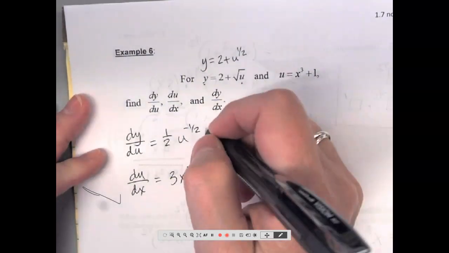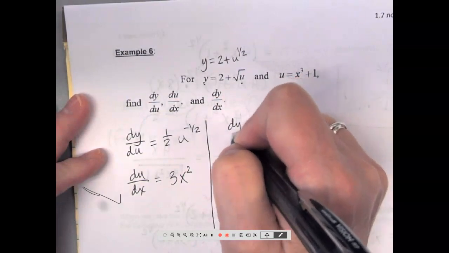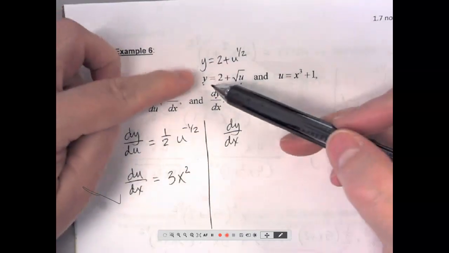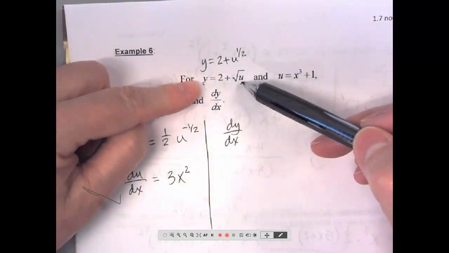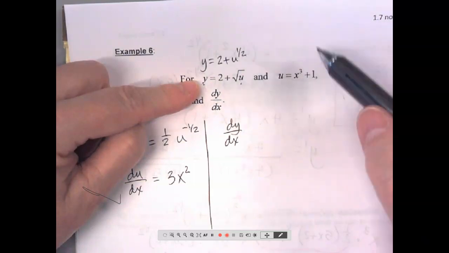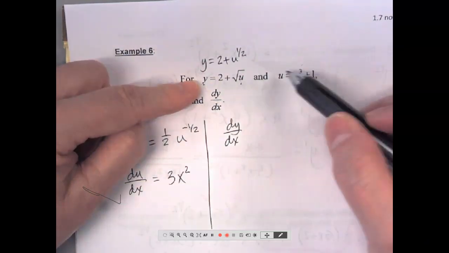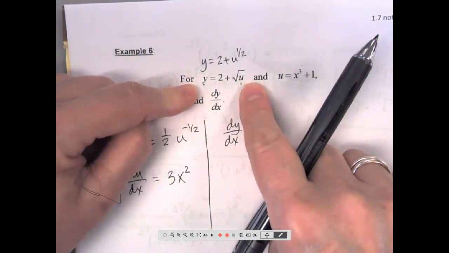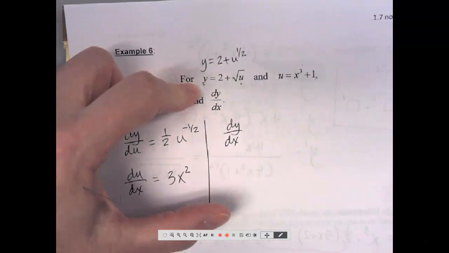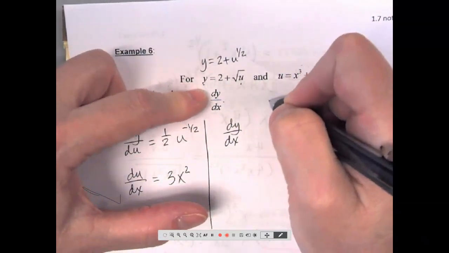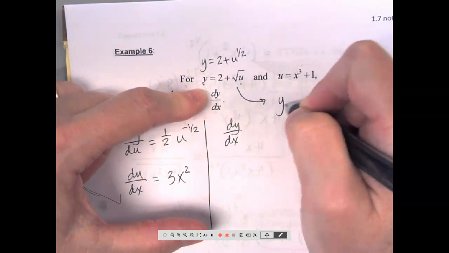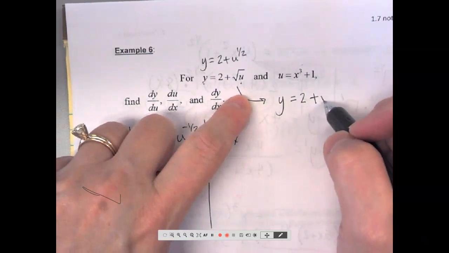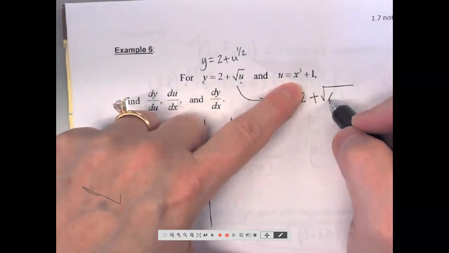And now, find dy/dx. Okay, if I want to find dy/dx, this equation y has u in it. So before I can do that, I've got to put this in the place of u, because my equation of y doesn't have an x, but I can change that. Okay, so what I'm going to do before I take this derivative is I'm going to change this y to 2 plus square root. Now plug u in.